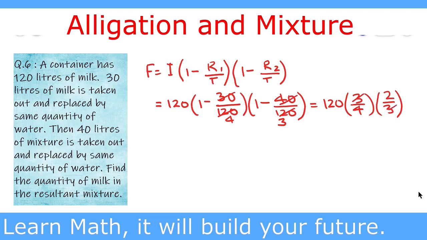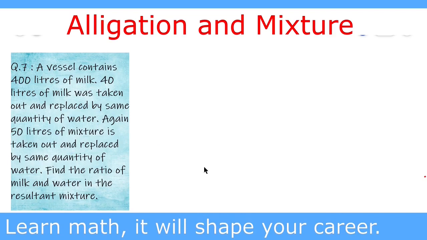3 cancels 3, and 4 goes into 120 thirty times. So this gives final quantity equal to 30 multiplied by 2, equal to 60 liters. So our answer is, in the final mixture the quantity of milk is 60 liters. We go to the next question.